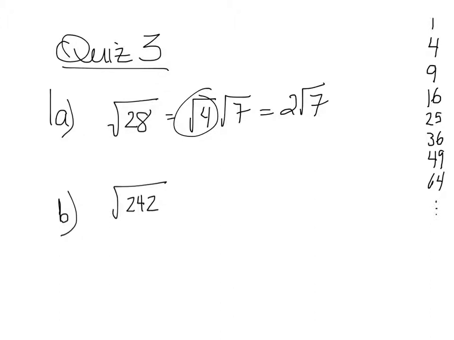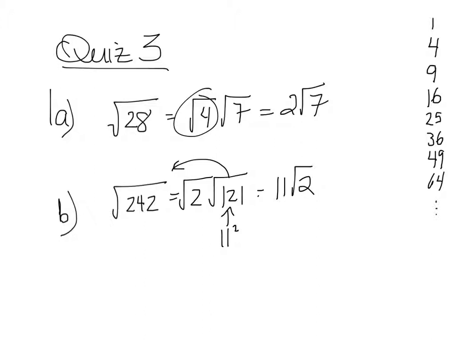Same thing here. You might even just need to divide by 2 if you can't divide by 4. So what I can do here is divide by 2, and I have radical 2 times 121. And 121 is a perfect square, 11 squared. So I'm going to get 11 coming out, right? And I get 11 radical 2.